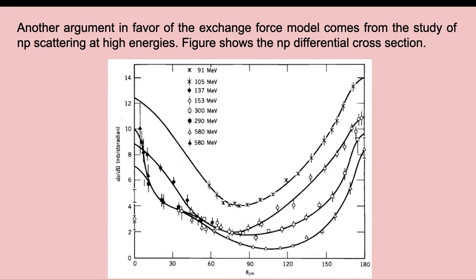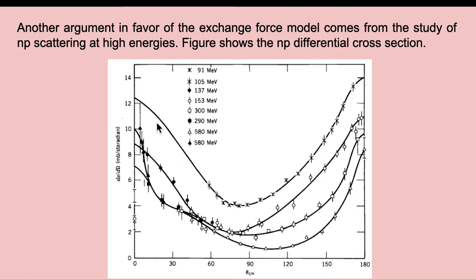And another argument in favor of the exchange force model comes from the study of NP scattering. And the first one we have mentioned is just a comparison. In NP scattering at high energies, the figure shows the NP differential cross section. This is d sigma by d omega, the differential cross section, and this is theta CM. You are measuring the angle in the center of mass consideration.